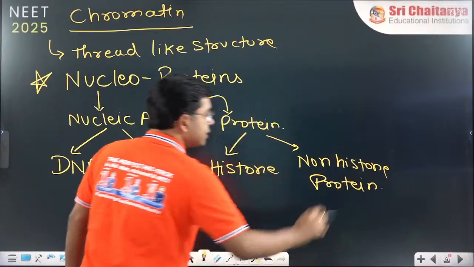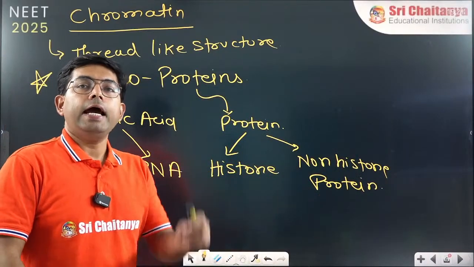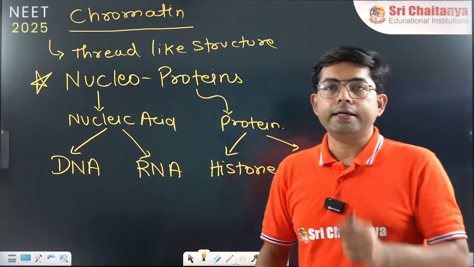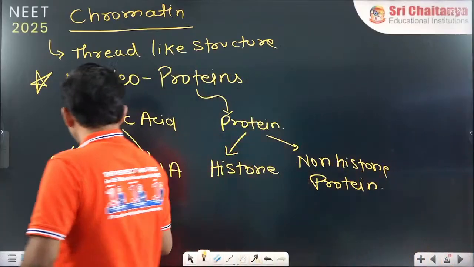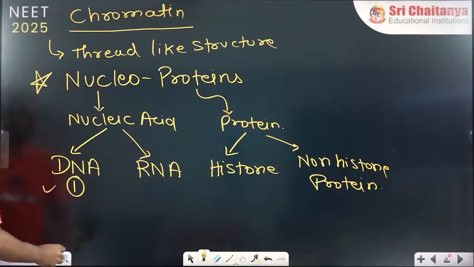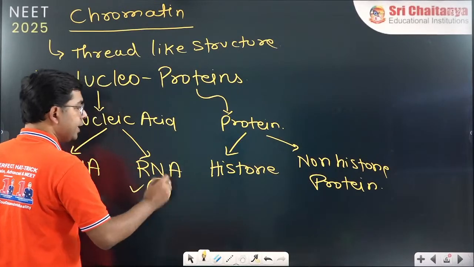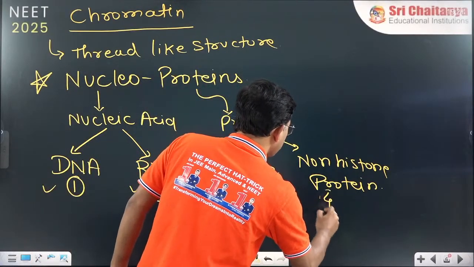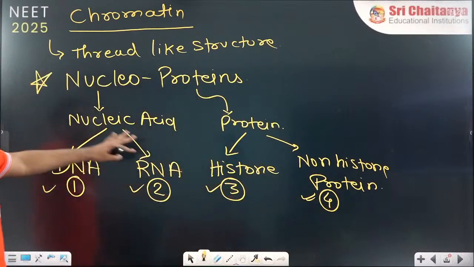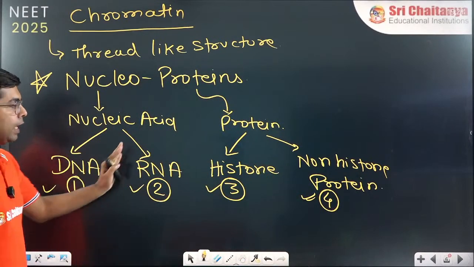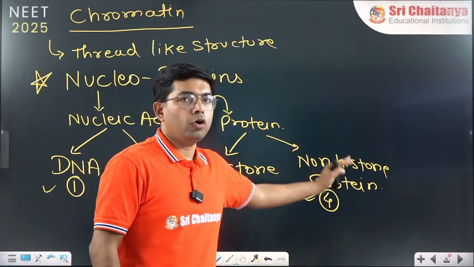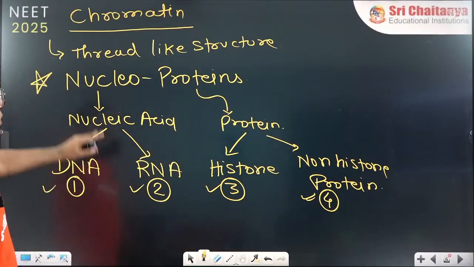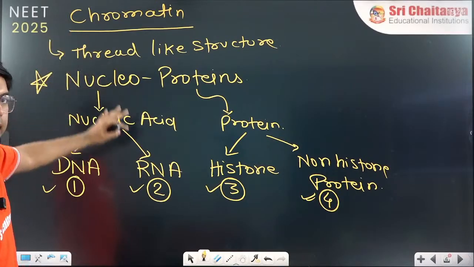Now in a NEET previous year question, there was one question: which of the following is a part of chromatin? Is DNA a part of chromatin? Yes. Is RNA a part of chromatin? Yes. Is histone a part of chromatin? Yes. And is non-histone protein a part of it? Yes. So chromatin consists of DNA, RNA, histone and non-histone protein. This point is 100% clear to all. So this is chromatin, which forms a thread-like structure.